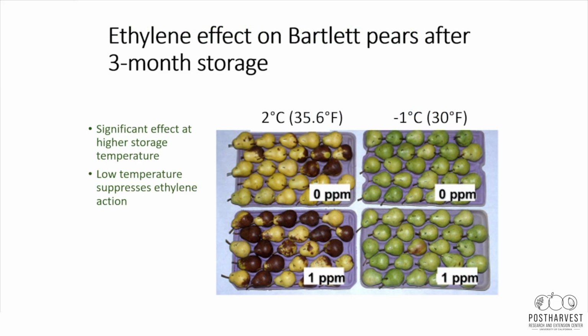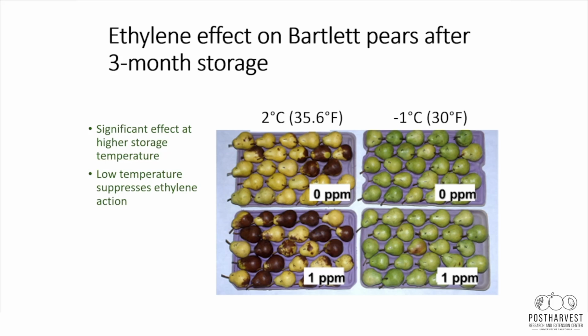Here's an example from Beth Mitchum, who's worked a lot with pears, of the effect of ethylene on Bartlett pears after a 3-month storage. You have 2 different temperatures. The low one on the right, -1 degree Celsius, and on the left you have 2 degrees Celsius.